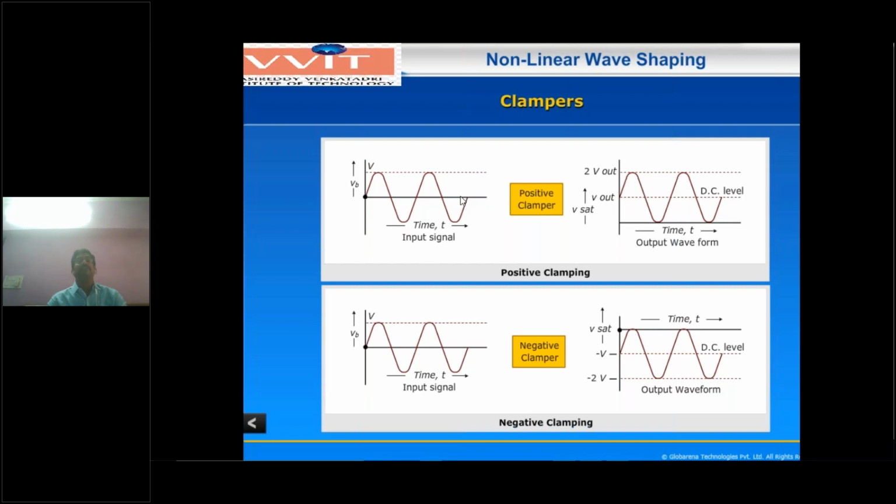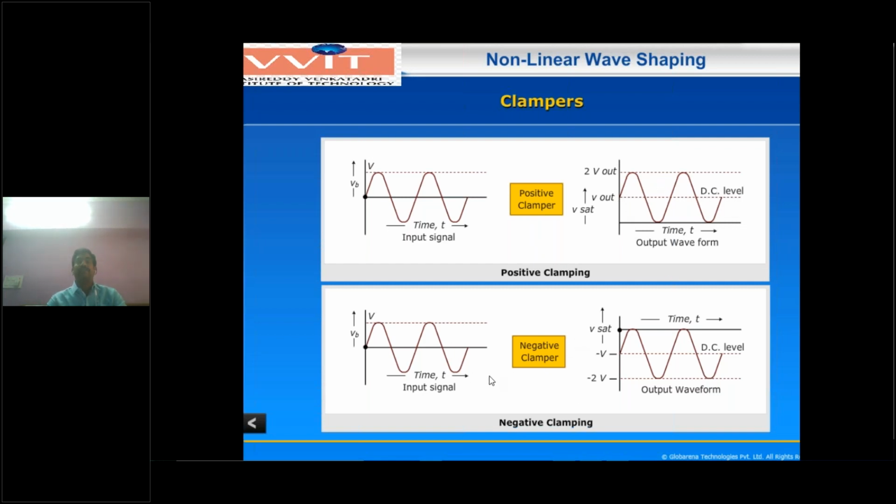Here, the important point is that the wave shaping of the clamping circuit does not change. The only change is the addition of DC voltage. The input waveform has a peak to peak value of 2V. Here also, the peak to peak value of the output waveform of the clamping circuit is 2V. That is no change. The only change is the DC voltage level.